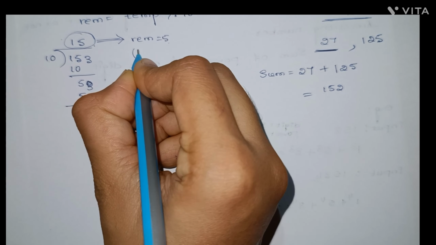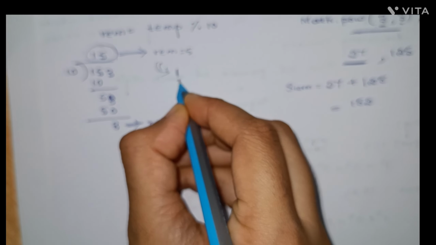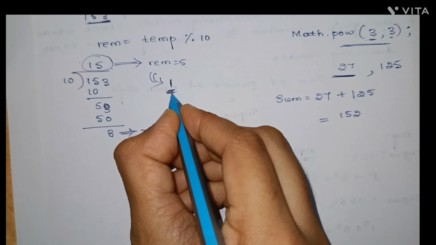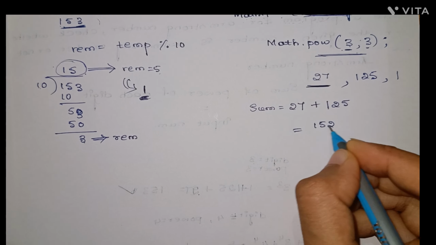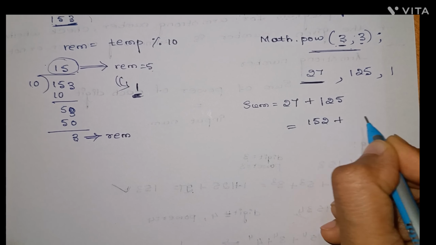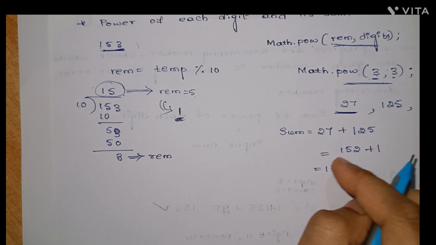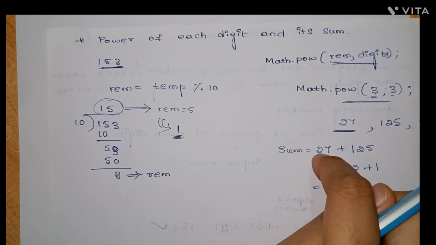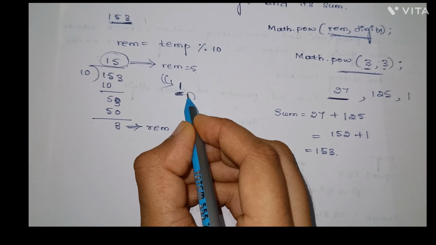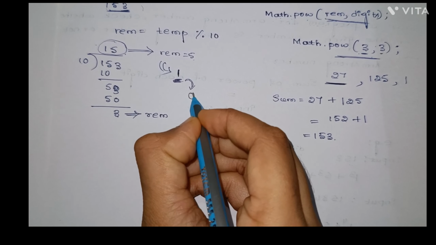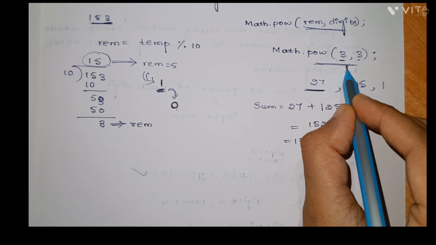Now the quotient was 1. Then the remainder is also 1. Let's consider 1 power 3 is 1. Take it to sum. Now sum becomes 153. To do this again and again, we have to use a loop in Java till the remainder becomes 0. For the next iteration, the remainder is 0. So we can stop here to calculate the power.